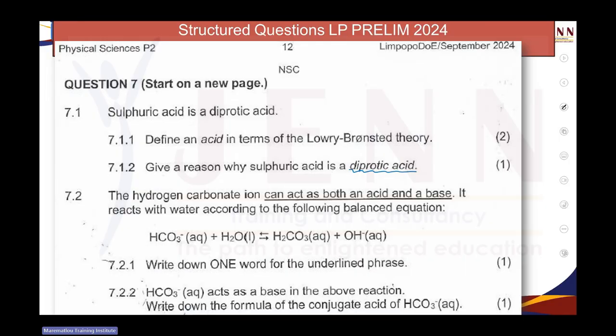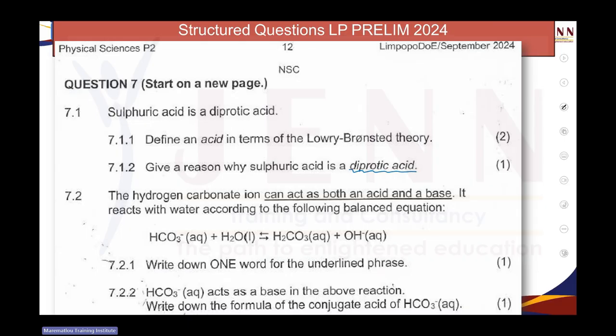Fine. Then 7.2 says the hydrogen carbonate ion can act as both an acid and a base. Underlined there, both an acid and a base. That underlined phrase there is an ampholyte. It's another definition that we said we must know. It reacts with water according to the following balanced equation. There it is. It is reacting with water in that balanced equation. They say write down the word for the underlined phrase. That is, the word is ampholyte.